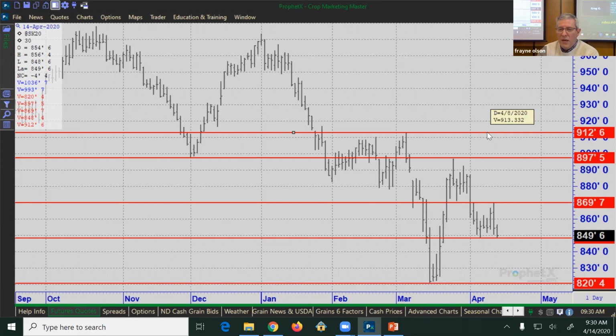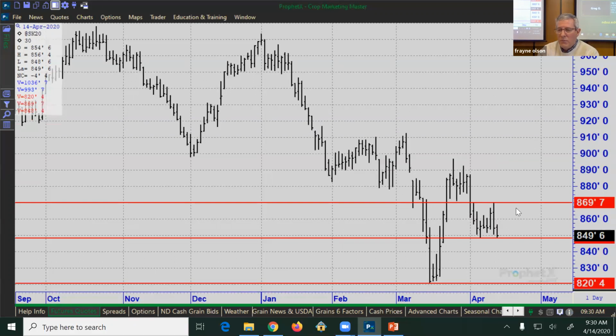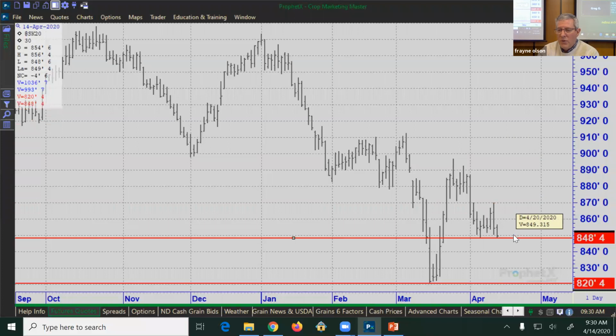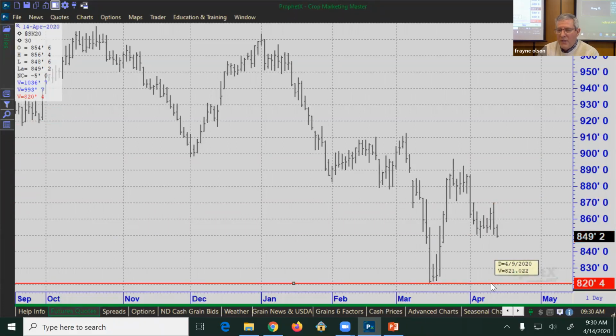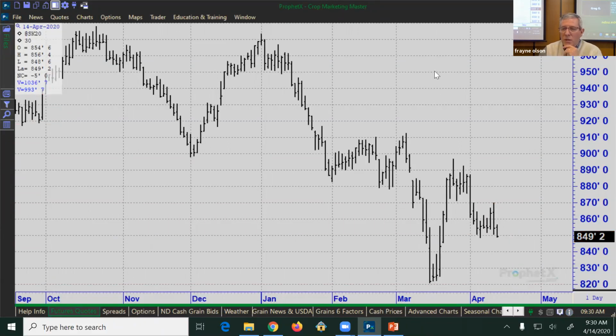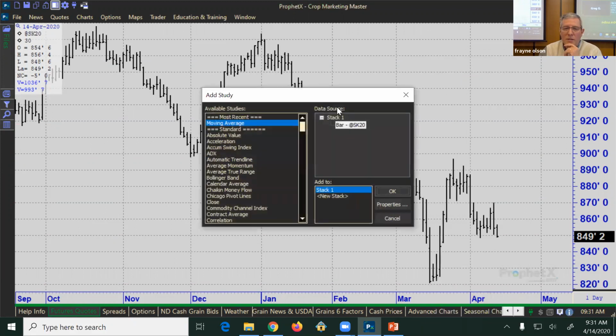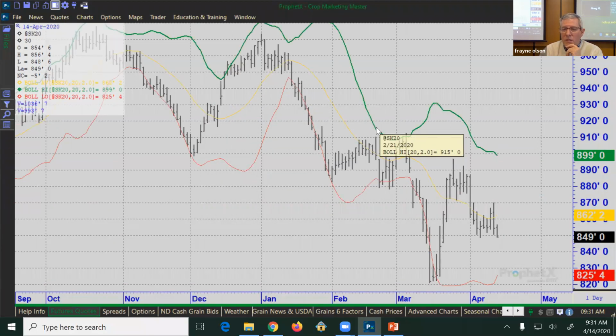All right, so with that, I'll delete these out, and we'll move to some other kinds of analytical techniques that are commonly used. Another one that I want to do, I'm going to do an add study here. One of these that I want to talk about is a Bollinger Band.